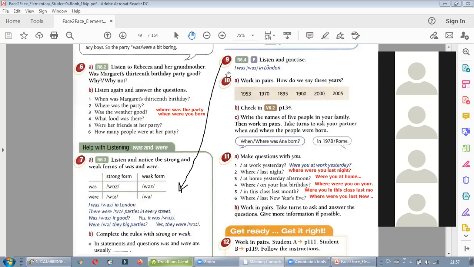Rashid, you can start with the first question again, please. Were you at work yesterday? Yes, I was. Where were you last night? I was at home. Were you at home yesterday afternoon? Yes, I was. Where were you on your last birthday?